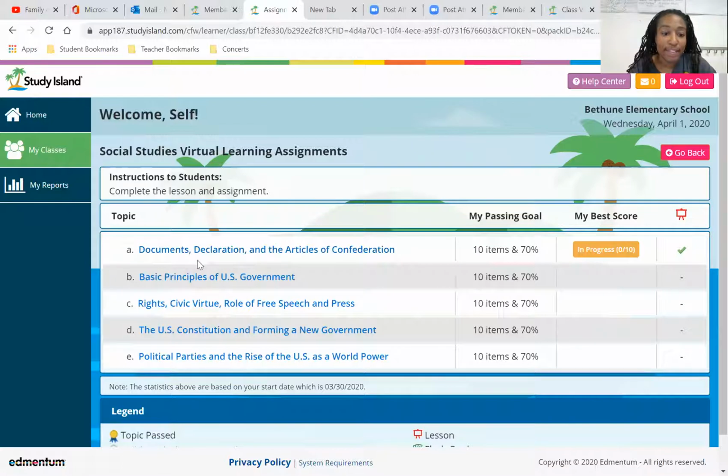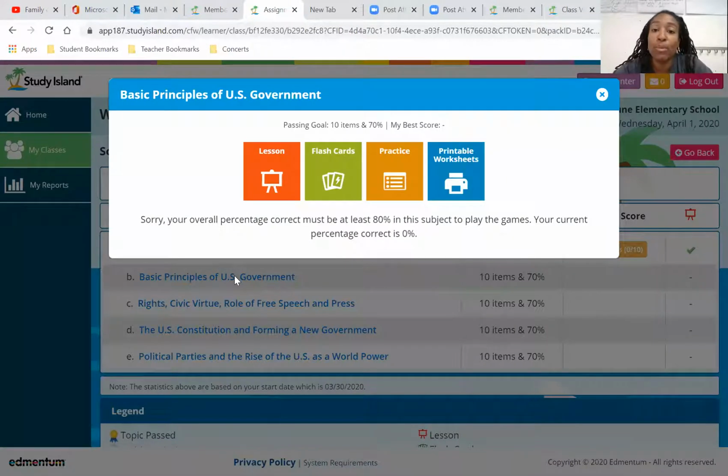I go right in here. I have 5 assignments here. I'll go to this one since I haven't done the basic principles of government. When you open up, now you all know you don't know the basic principles of government. I know I probably don't even know them. So you need to do the lesson.